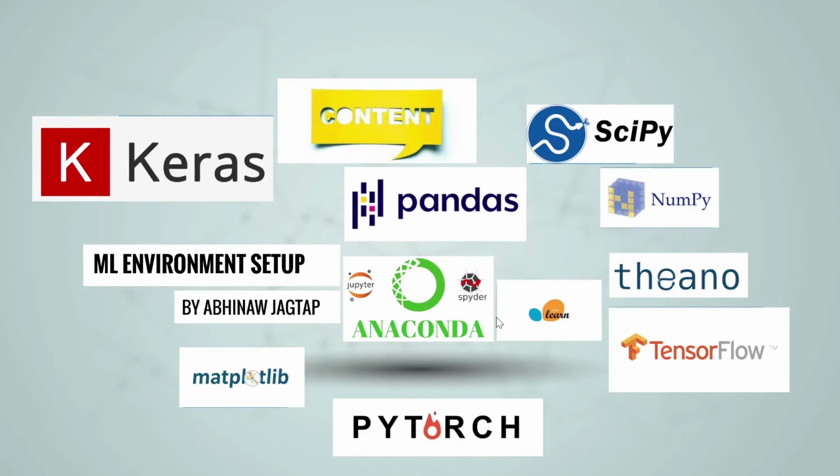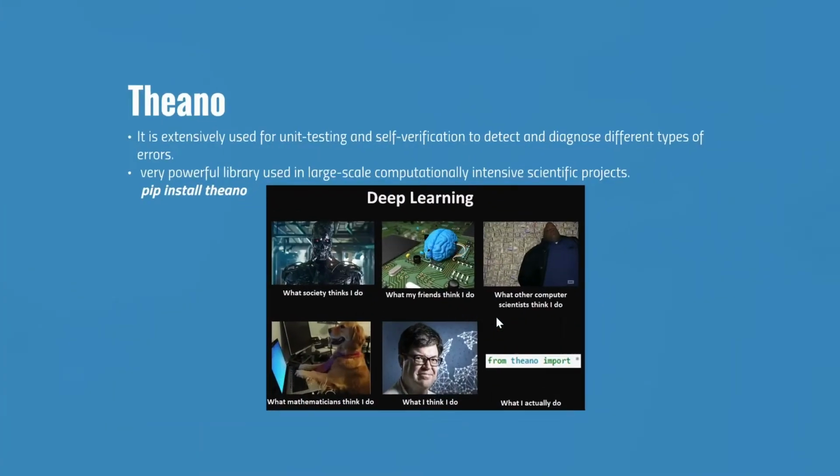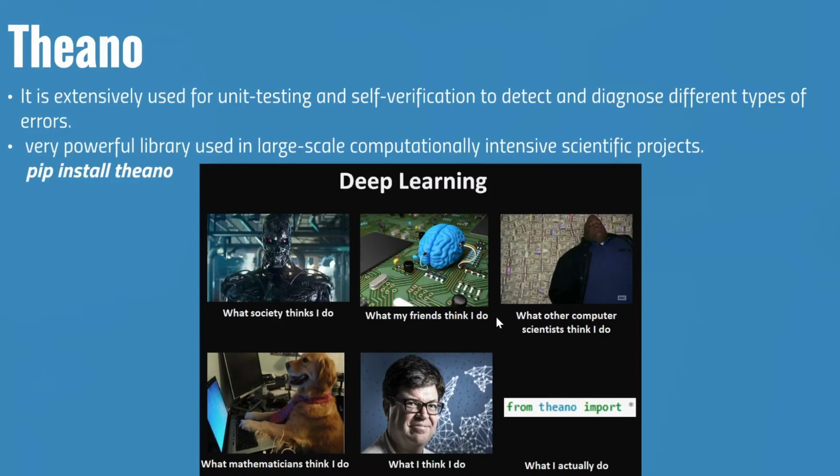Now let us move to the next one, that is Theano. Theano is extensively used for unit testing and self-verification, especially for the detection of different types of error. But it is also very powerful when it comes to large-scale, computationally intensive projects. So with Theano, we are now moving towards a bit of deep learning.